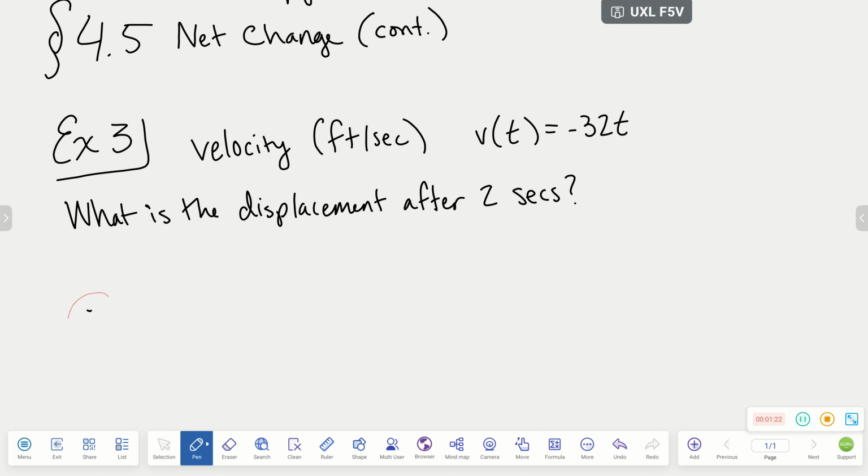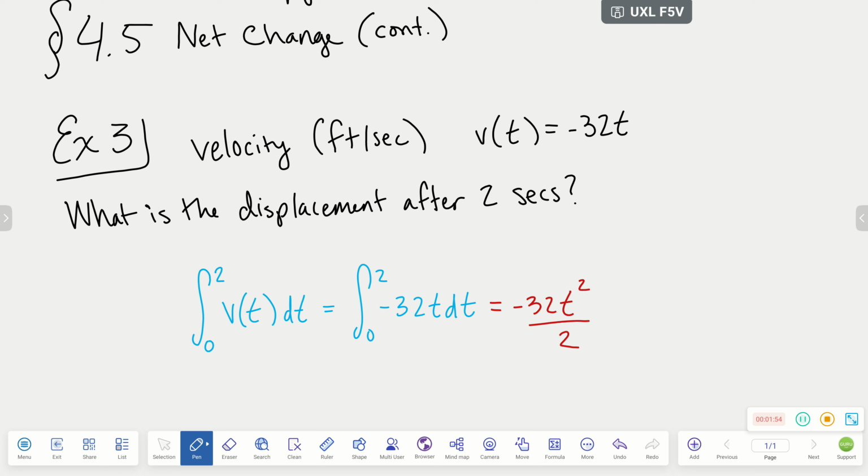displacement is just our definite integral. So we're going to integrate from 0 to 2. That's our first 2 seconds. And then our velocity function, which we know because it gave it to us, -32t dt. And then we do what we've been doing. So we take the antiderivative of this. So I get -32t squared divided by 2. We're going to evaluate it from 0 to 2.